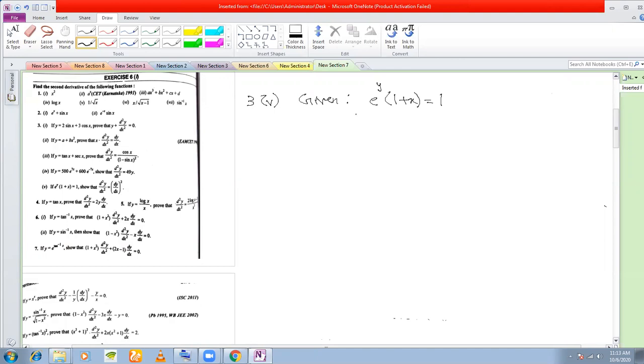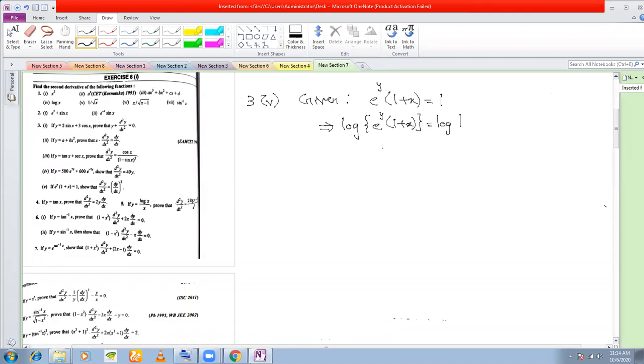Now, see, you have e to the power of y here. So the best way to do here, since e to the power of y is there, I would say you take logs on both sides. You can differentiate it as it is also, but let us first try with log, and then I will show you how to differentiate it as it is. So we can take log of e to the power of y into 1 plus x is equal to log 1.